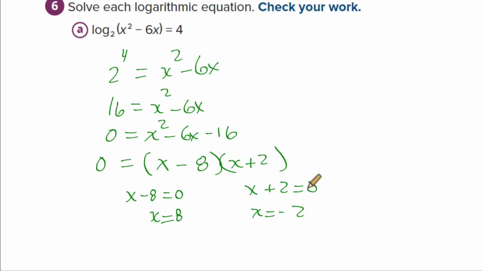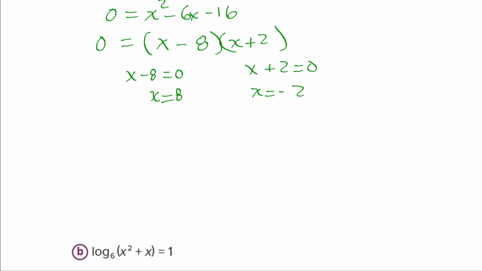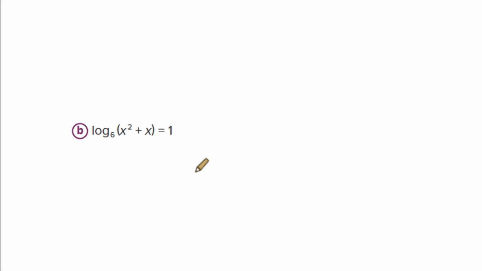So we get two answers to this, but we have to check them because remember that the argument can't be negative. So when I plug an 8 in, I get 8 squared, 64, minus 48. That's positive, good enough. When I plug a negative 2 in, I get negative 2 squared is 4, minus 6 times negative 2. That actually ends up being positive as well, so we're good to go. We have two different answers here, so we're good to go for 6A. That was fun. Let's try 6B. It's very similar. 6B. We have a base.